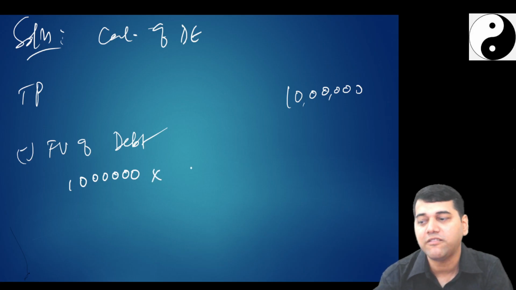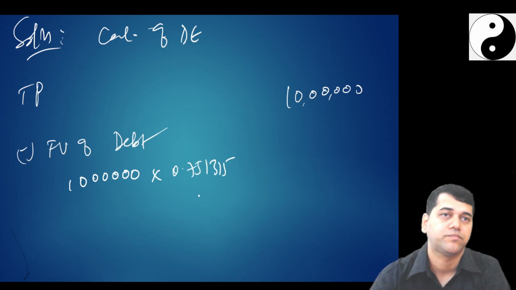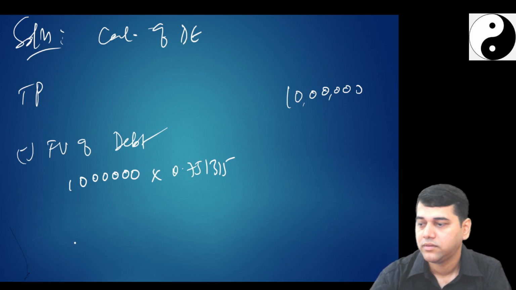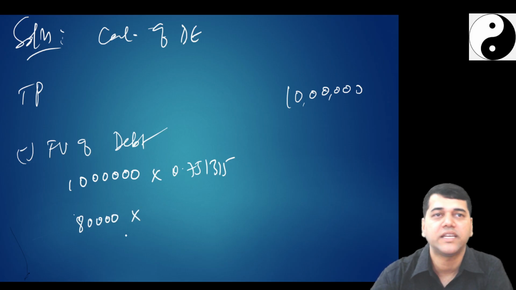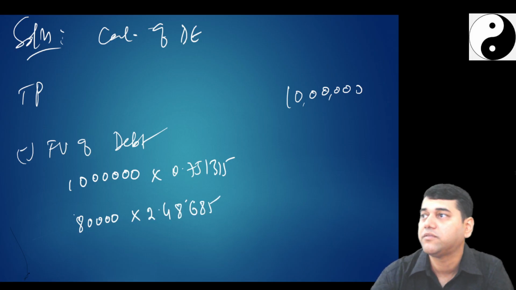Into what is my present value factor? At which rate? 10%. 0.751315. How much is my interest every year which I need to pay? 8%. Okay, on 10 lakhs. So how much it comes to? 80,000. You can write 10 lakh into 8%. Now this is every year coming. So 2.48685 present value annuity.